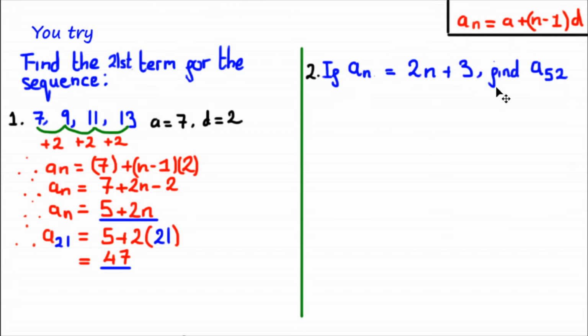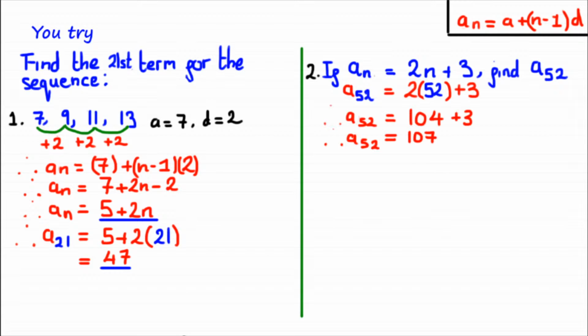And in order to find this term, a_52, we need to substitute n is equal to 52 into this formula, which would give us the answer, okay? Just remember this subscript is the same subscript as this one, okay? So we're plugging in n is equal to 52, and that's going to give us an answer of 107.